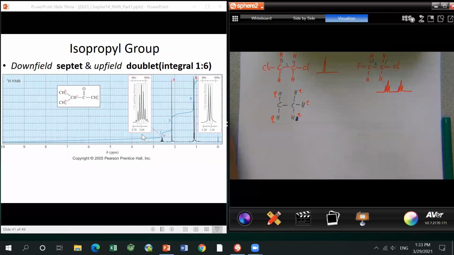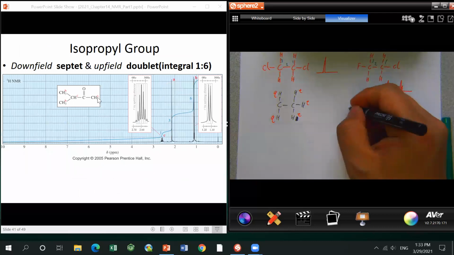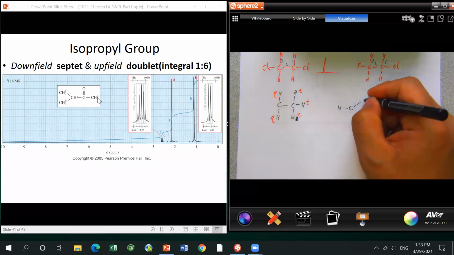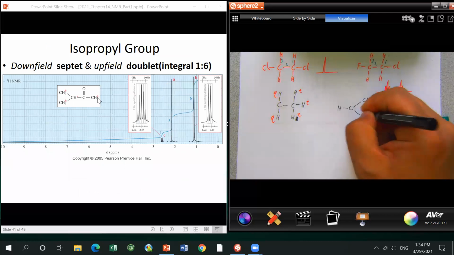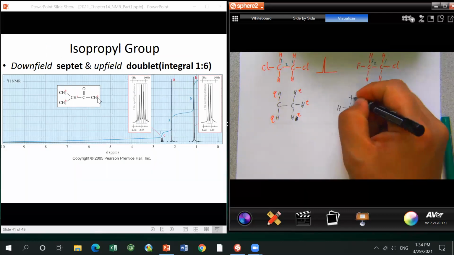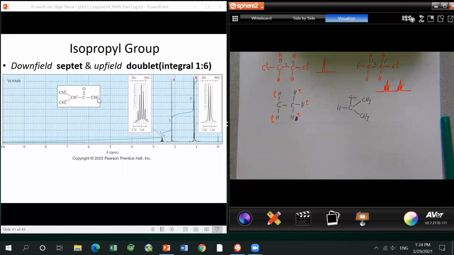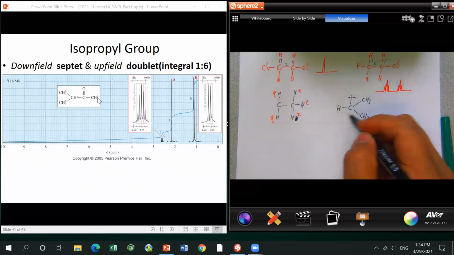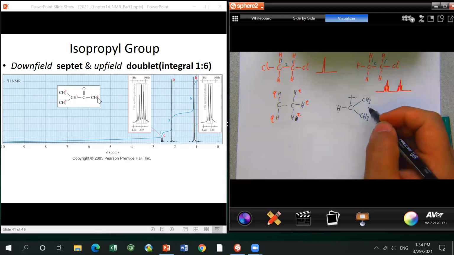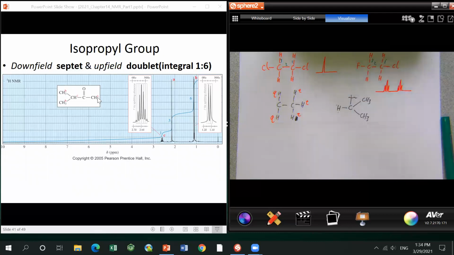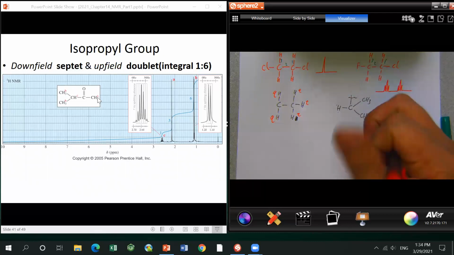Another one is the isopropyl group. We drew it here. This carbon is bonded to something else. For this hydrogen, you can see a total of six protons as its neighboring hydrogens, 3 here and 3 here. So for this proton, you should see a seven-peak pattern, a septet.